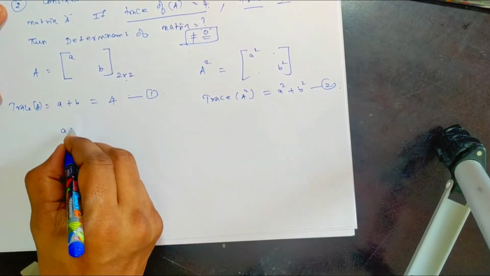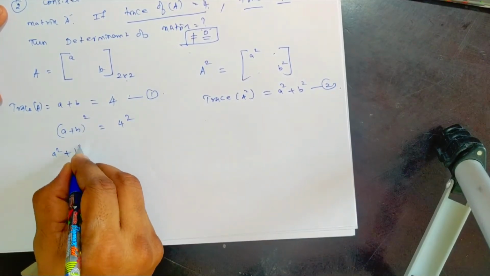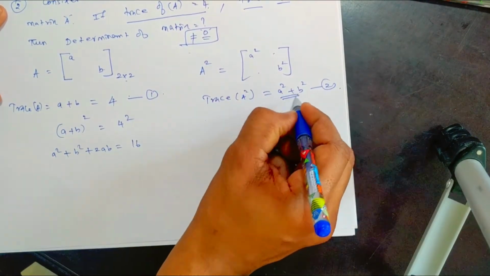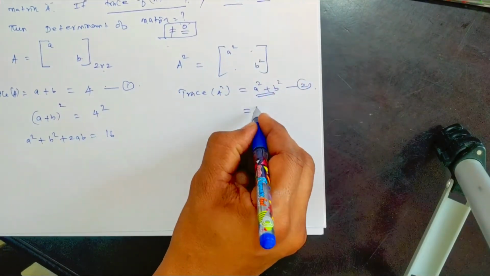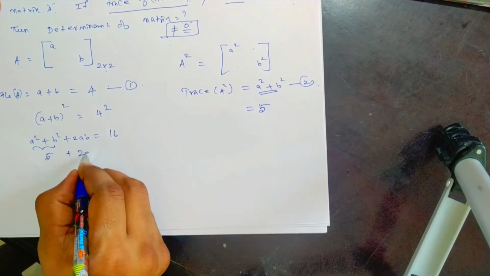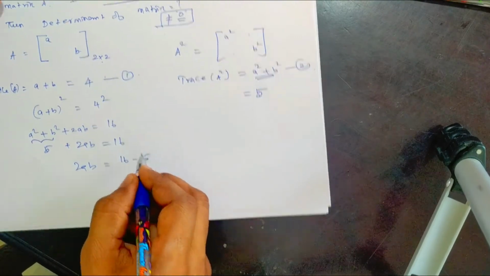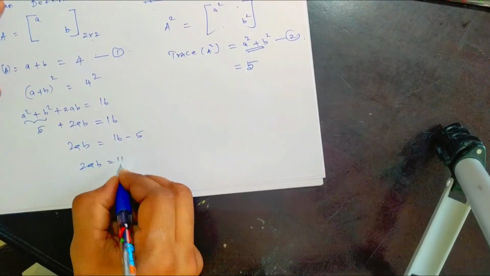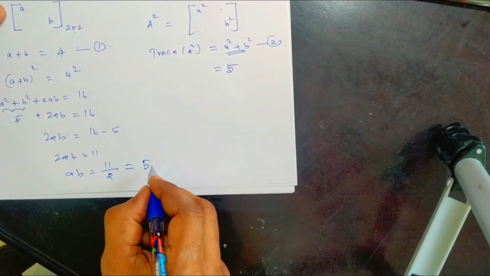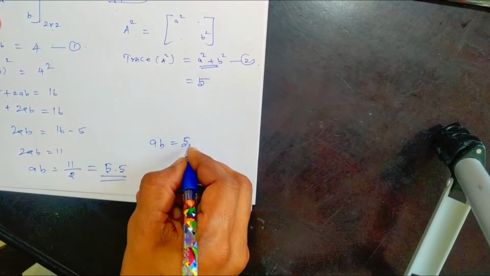So let us take (A plus B) whole squared, which is equal to 4 squared. Then A squared plus B squared plus 2AB is equal to 16. We know A squared plus B squared is equal to 5, given in the problem. So 5 plus 2AB is equal to 16. Then 2AB is equal to 16 minus 5, then 2AB is equal to 11. Then AB is equal to 11 by 2, which is 5.5. So AB is equal to 5.5.